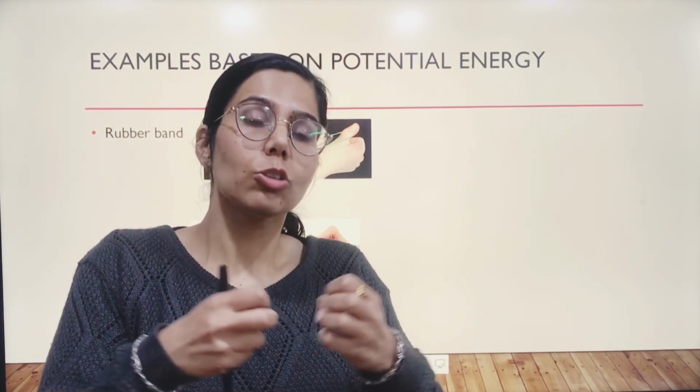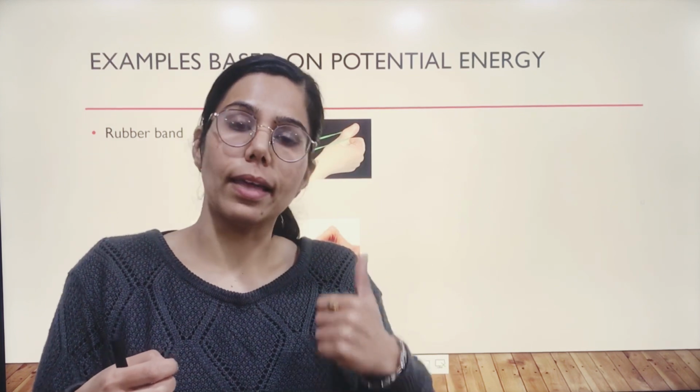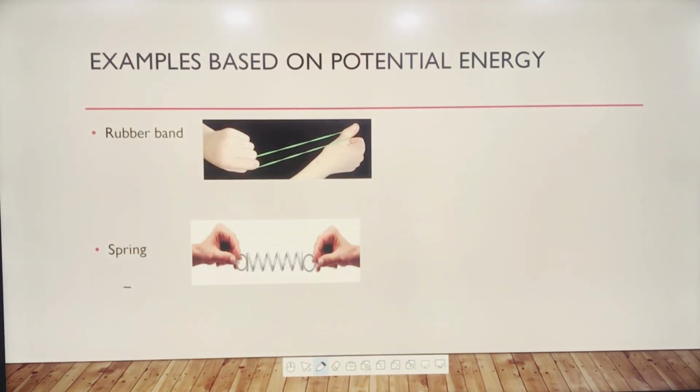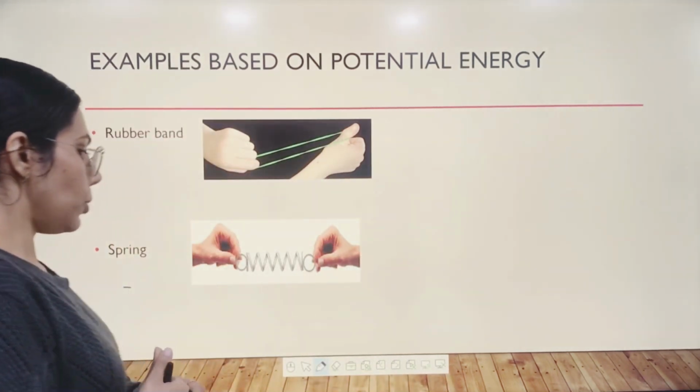Similarly, as we stretch the rubber band, we are doing some work over it. We are giving some energy to it so that it gets stretched. The energy which it stores, that we provide from outside, is potential energy. Similar is the spring. As we stretch the spring more, we provide external energy to it, and it gets stretched by virtue of its position, that is potential energy.